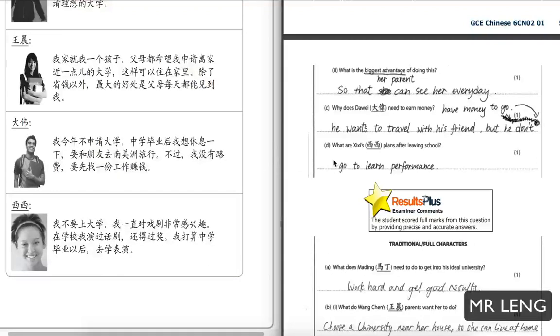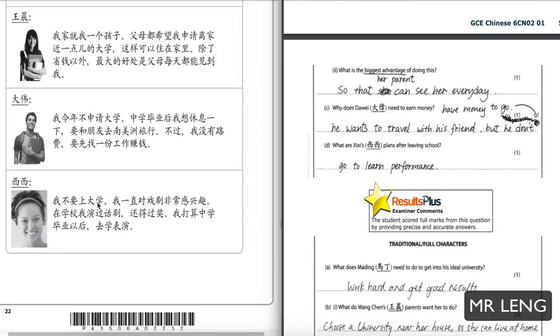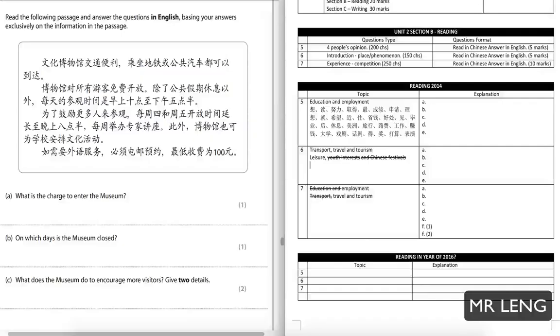Last question. What are CC's plans after leaving school? CC's plan is not going to the university. However, you have to point out, instead of only saying not going to the university, what will she do? She will go to learn acting. Study acting, learn acting, to learn performance art, drama, theater will all be accepted. All right. How many marks have you got out of 5 this time? Now, let's take a look at question 6.